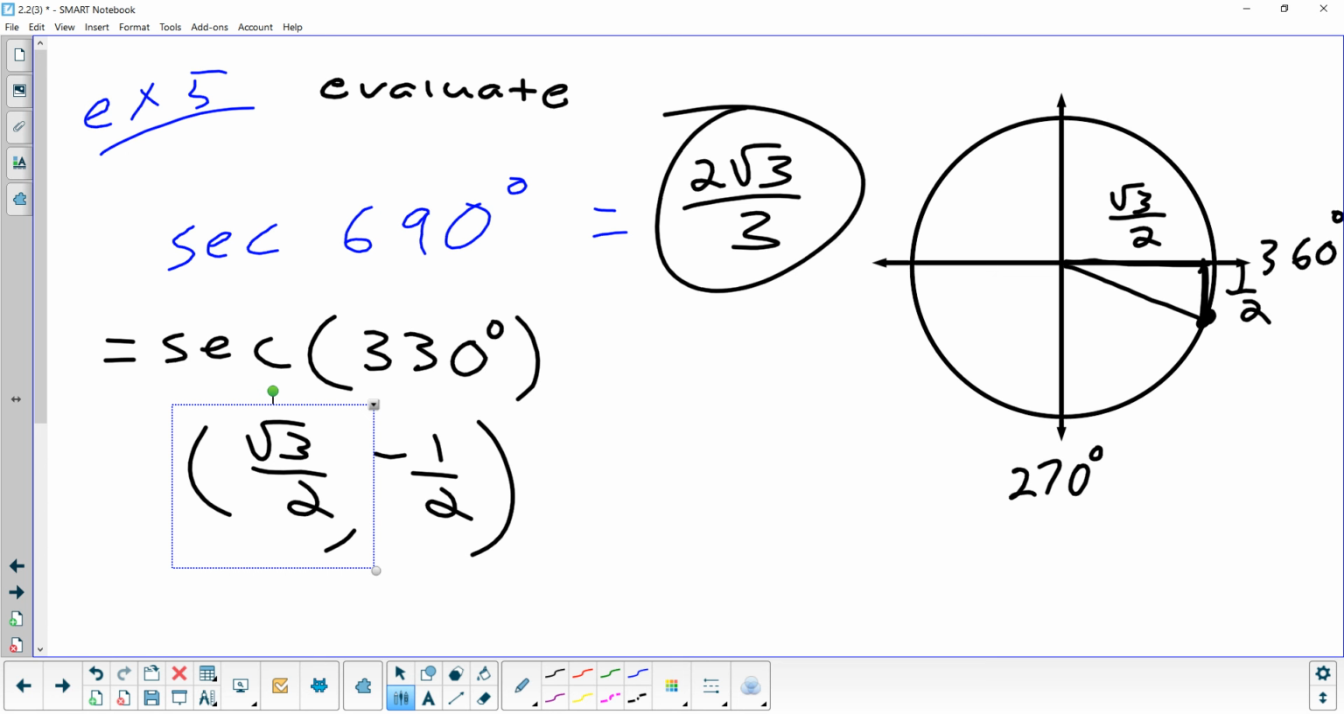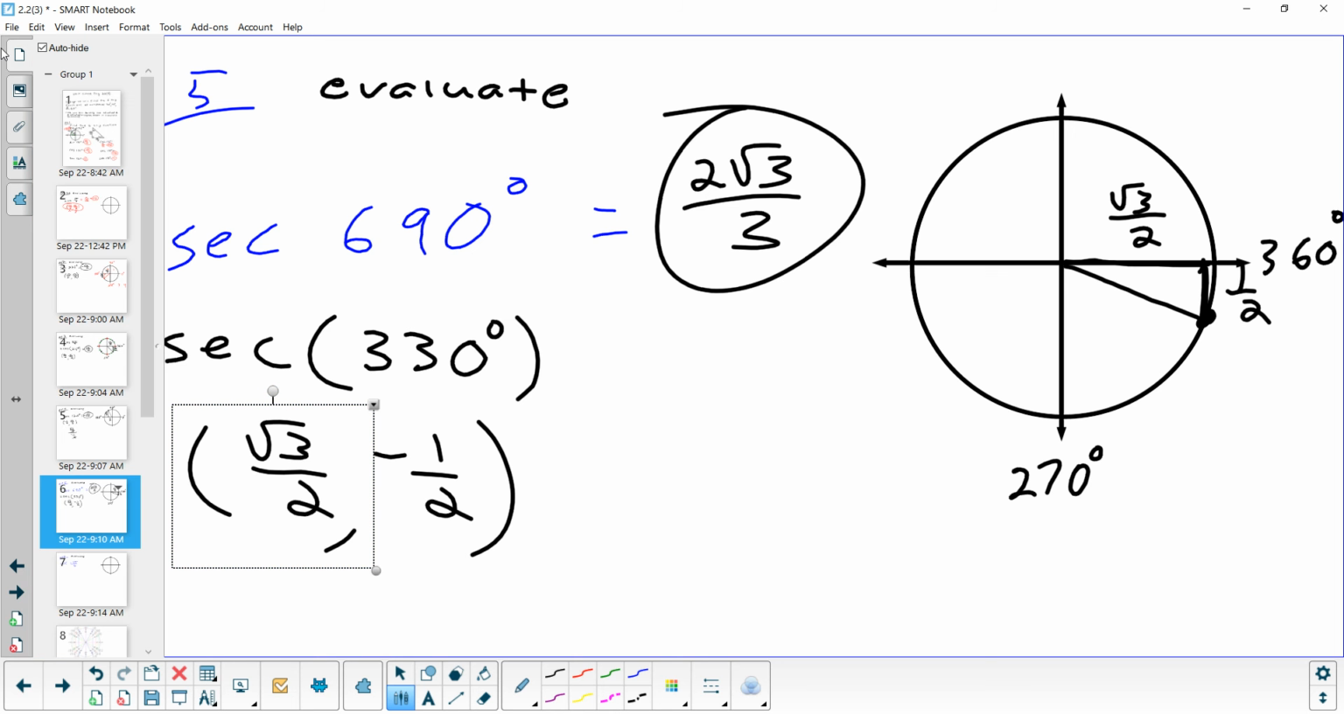Right, so you're going to see these same kind of answers coming up over and over. Root 3 over 3, 2 root 3 over 3, maybe negative. We're going to have a limited amount of answers that we get when we do these. Any questions on that?